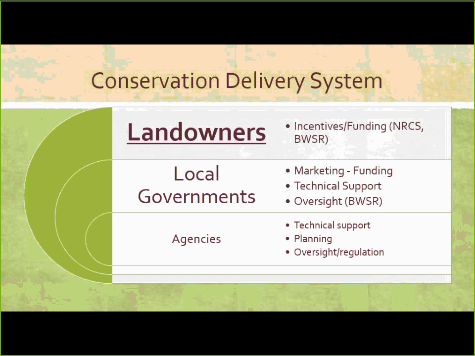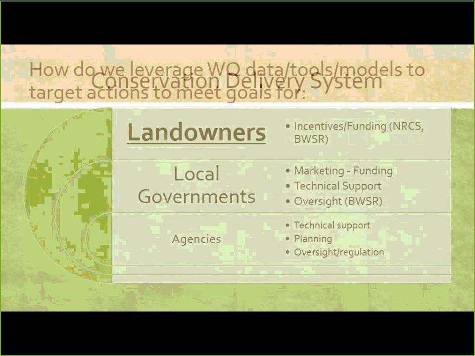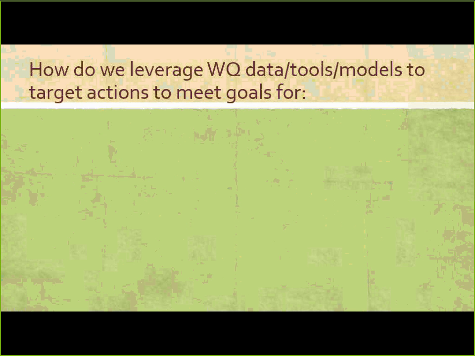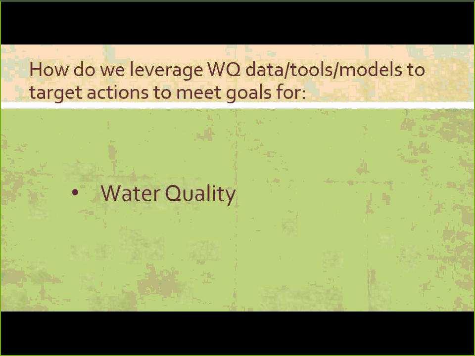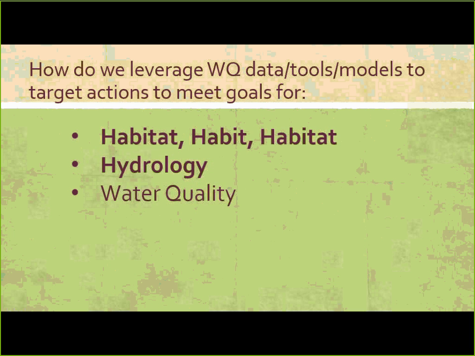But much of the stuff, and Chuck talked about this, Mark talked about this, Dr. Toller talked about it, landowners are making the decisions. So we've been hearing a lot about, my perspective on this is how do we leverage all this great information we have on water quality, all the data, tools, and models, but instead of just for water quality, how do we leverage them for hydrology and for habitat?